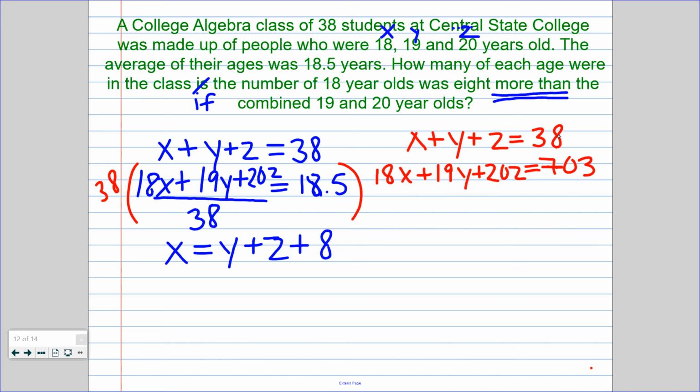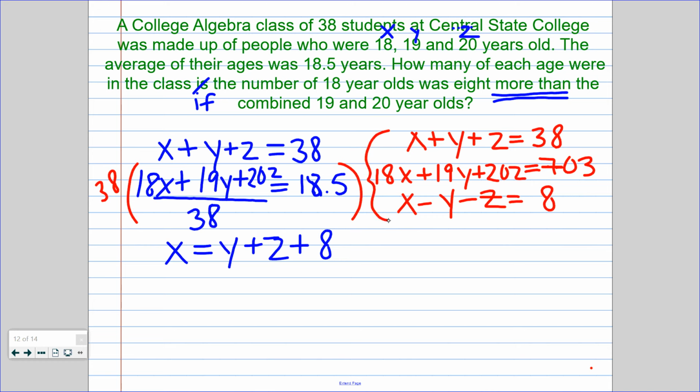And then in the bottom equation, I just want all my variables on the same side. So let's move the y and the z over to the left. So it'll be x minus y minus z, and it will equal 8. Now we're ready to solve my system. I've got everything in standard form.